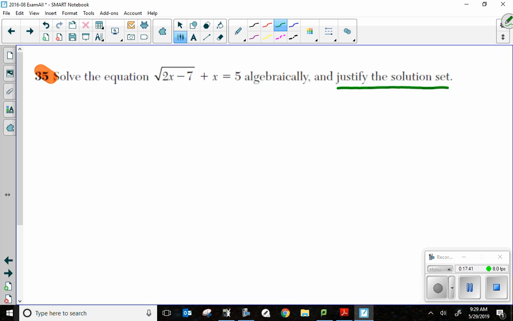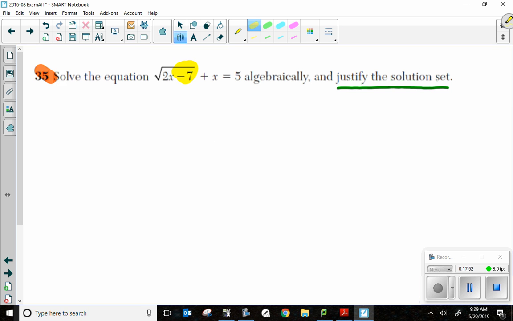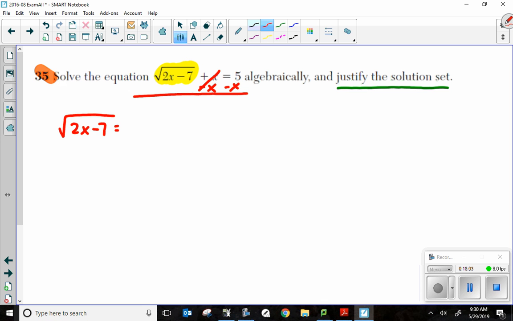All right. In order to get rid of a square root in any equation, I need to get it alone and then square both sides. So I'm going to get this alone, which means I'm going to subtract x from both sides. Boom. So I've got the square root of 2x minus 7 equals 5 minus x. Now, in order to get rid of the square root, I square both sides. The square and square root just cancel.